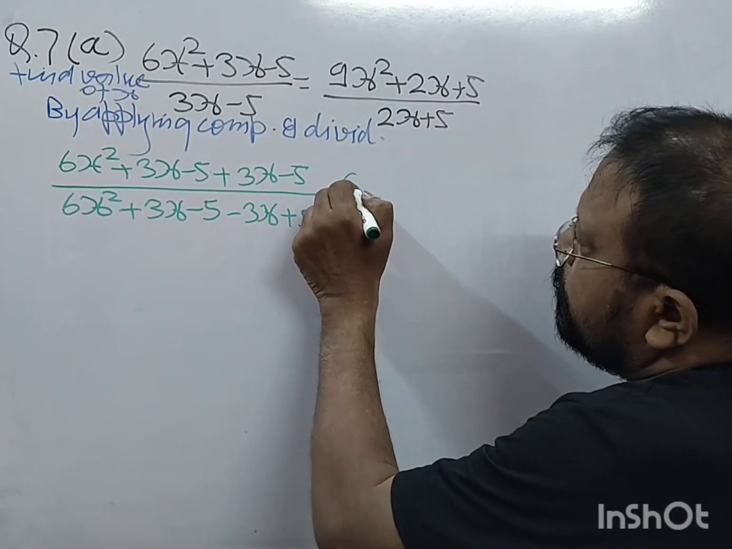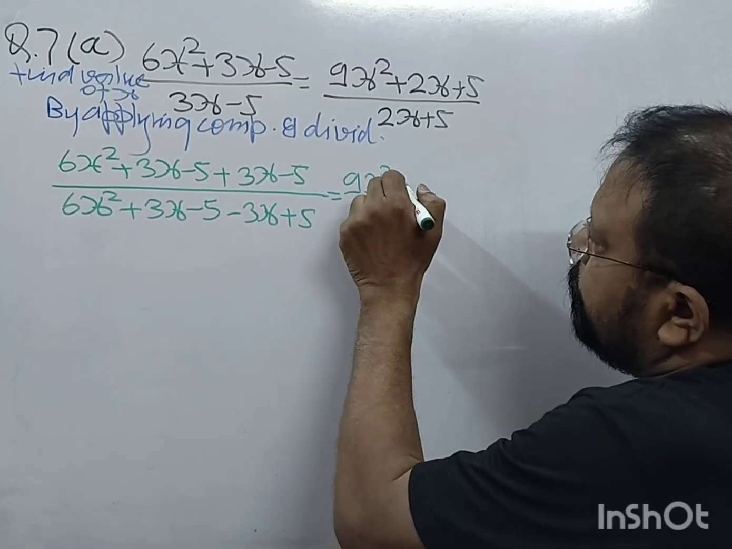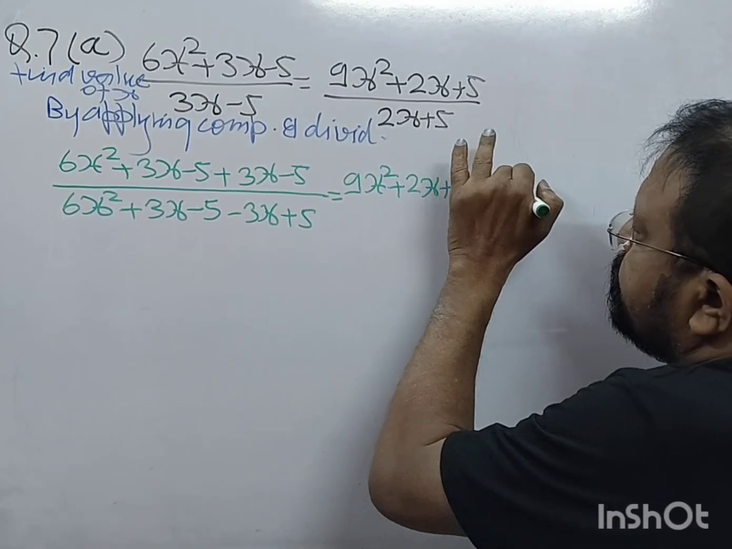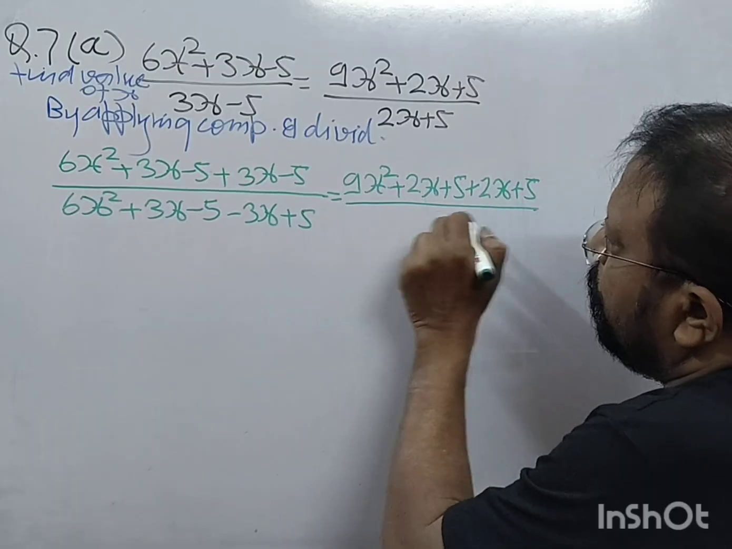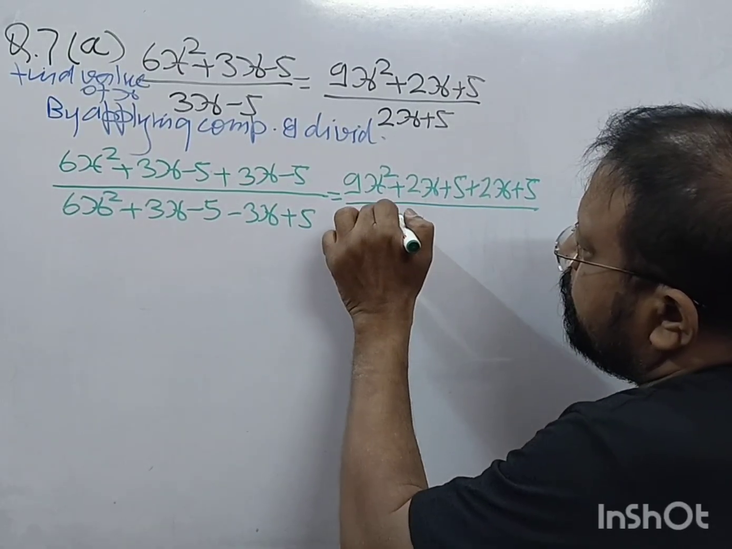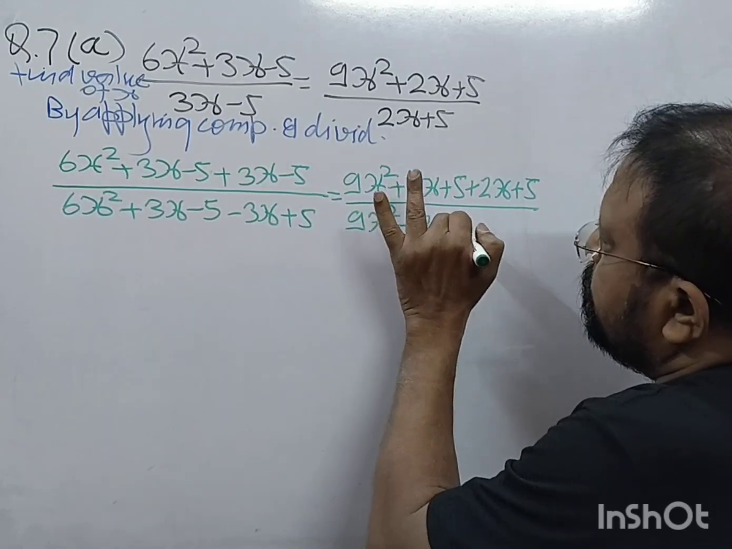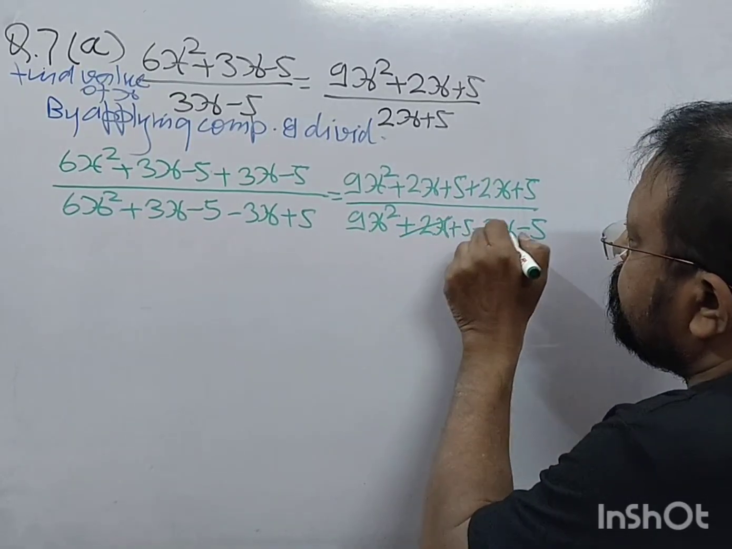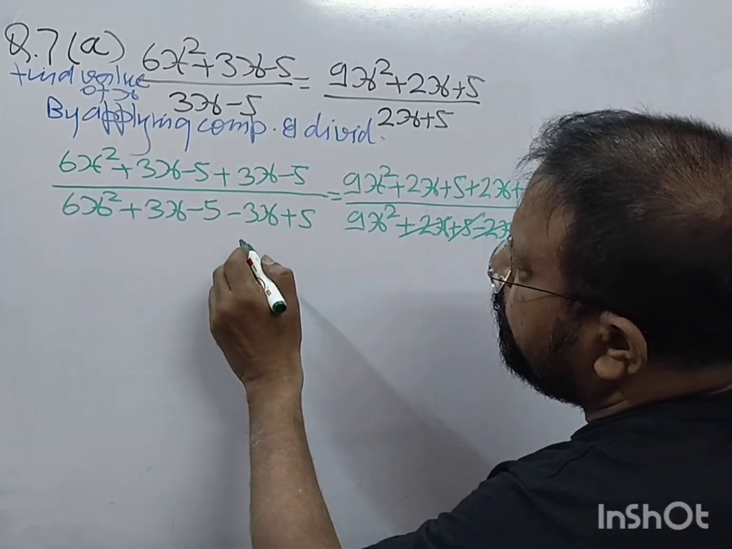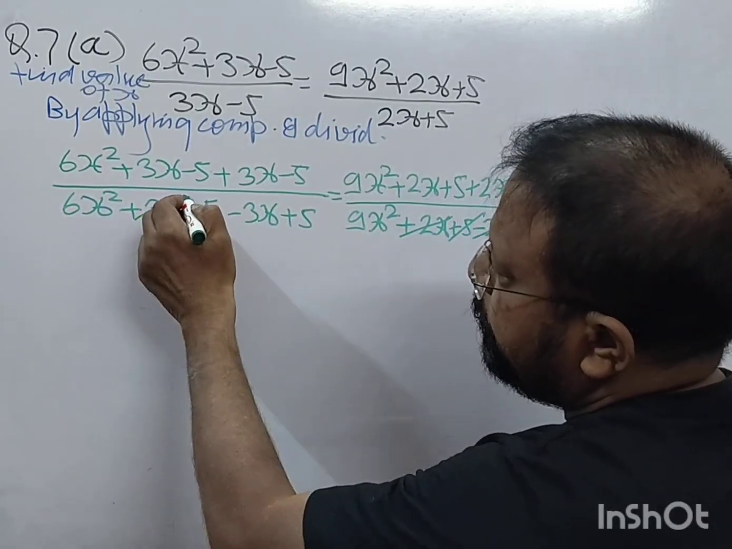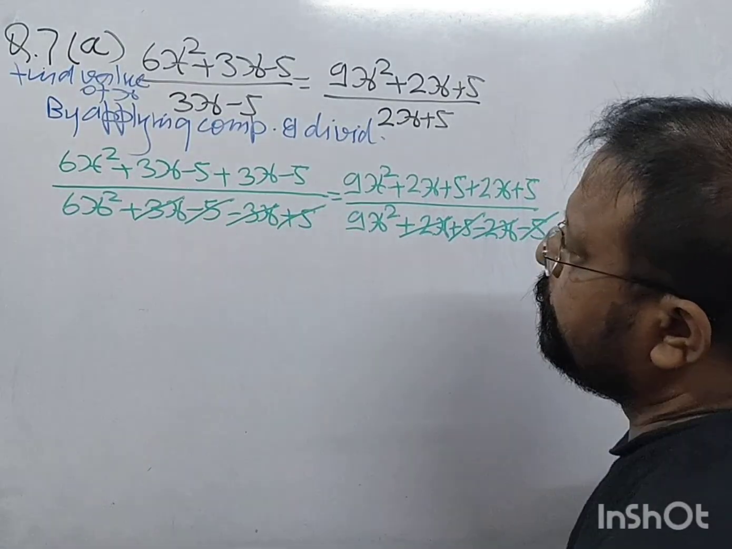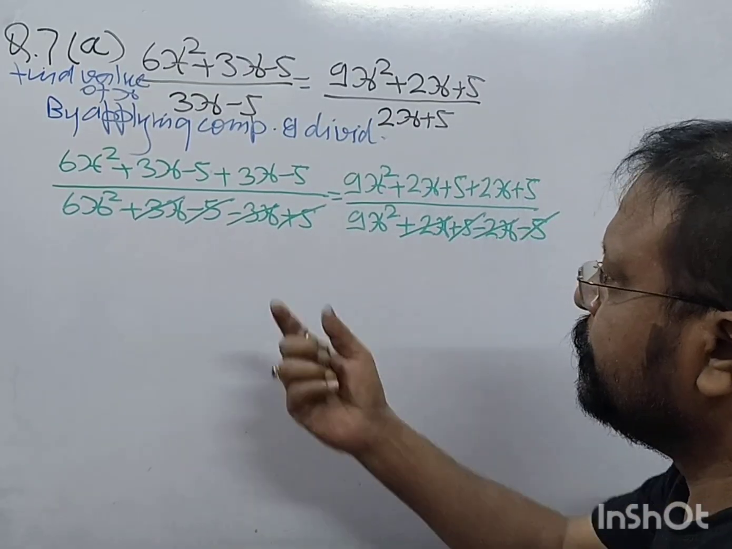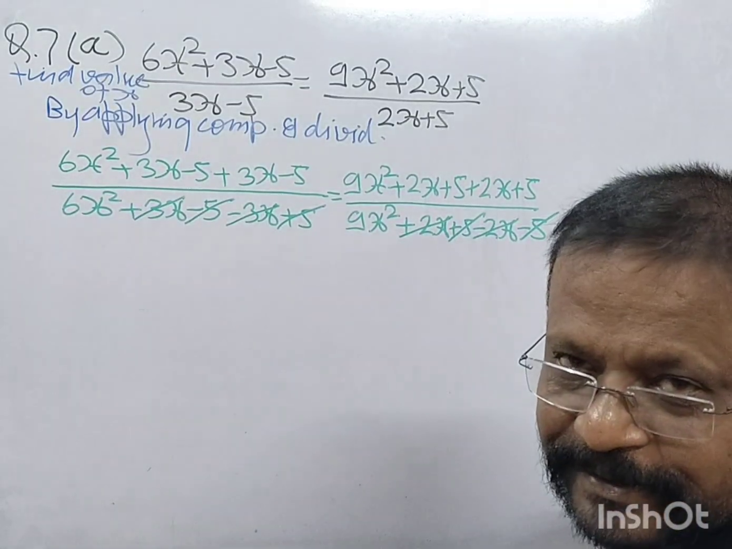Similarly here, (9x² + 2x + 5 + 2x + 5)/(9x² + 2x + 5 − 2x − 5). Here the plus 3x and minus 3x, and minus 5 and plus 5 are gone. So there is nothing like that in this.